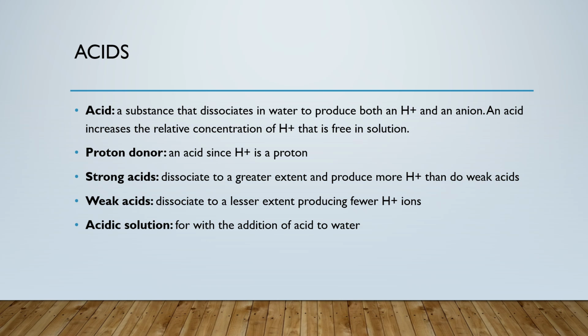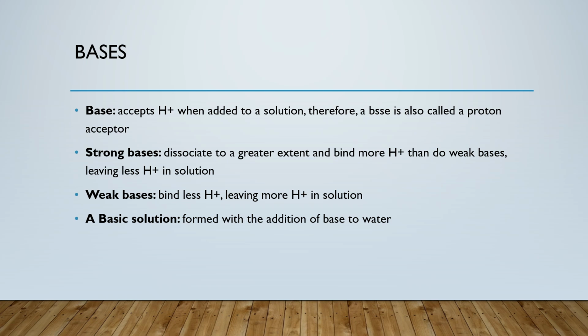An acidic solution forms when acid is added to water, increasing free hydrogen concentration, and has a pH less than 7. A base is a substance that accepts hydrogen ions, or protons, when added to a solution, also called a proton acceptor. Strong bases dissociate completely or nearly completely in water and bind more hydrogen ions, reducing free hydrogen concentration significantly. An example is sodium hydroxide.